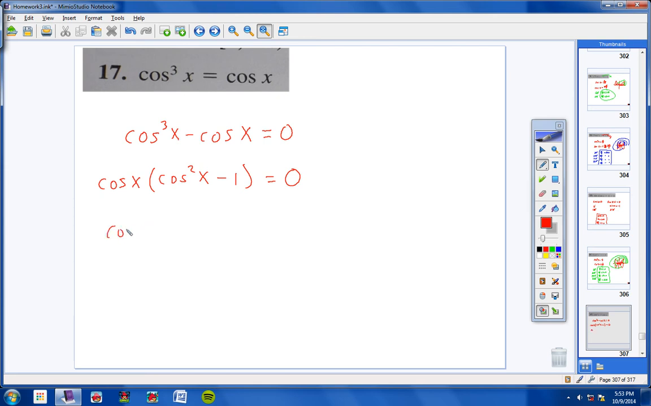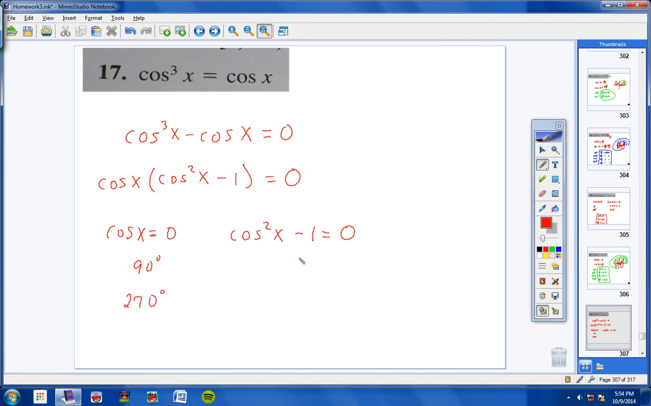I'm going to take cosine x, set it equal to 0, and then take cosine squared x minus 1 and set it equal to 0. Okay, now, obviously over here on this part of the equation, we're looking for an angle that when you take the cosine of it, you get 0. That's going to be one of our quadrant angles. So cosine of 0 does not give you 0. Cosine of 90 does. So there's one answer. Cosine of 180 does not give you 0. Cosine of 270 does. So there's another answer for us.